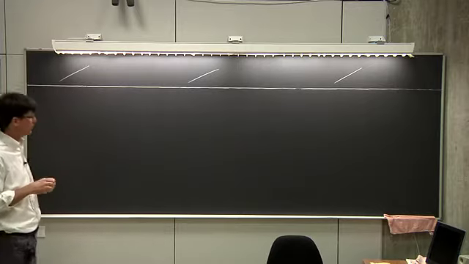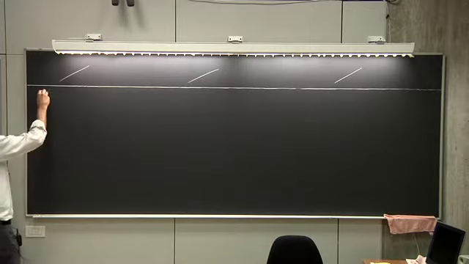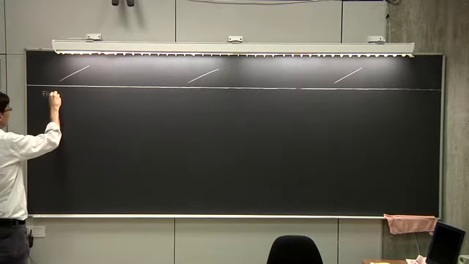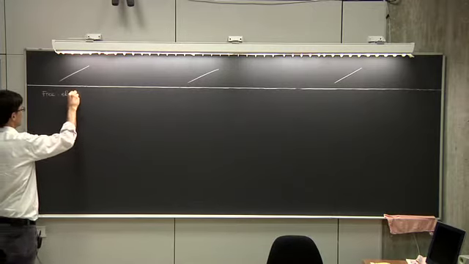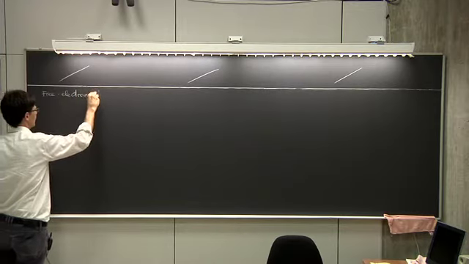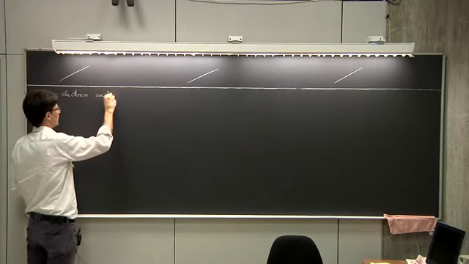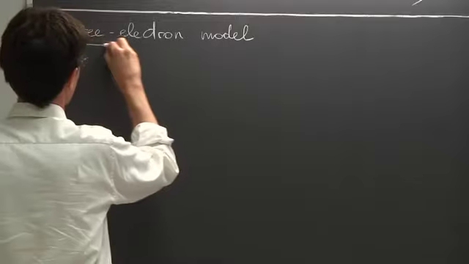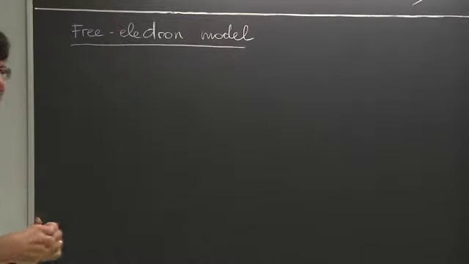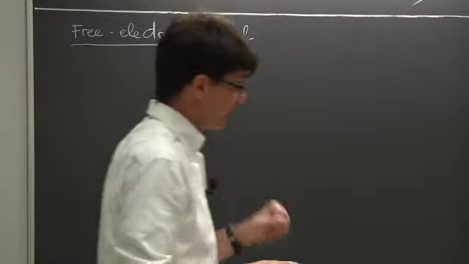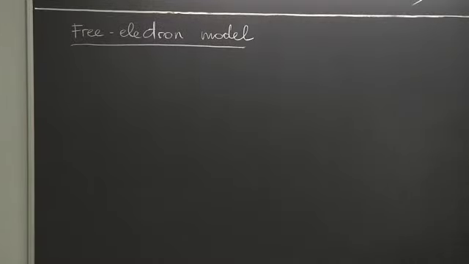Now, the model we are going to discuss, actually, I'm going to start with the simplest model, which is the free electron model. So this is a very extreme approximation that we're going to make. In fact, the free electron model is even too extreme for a number of properties, with a few exceptions.